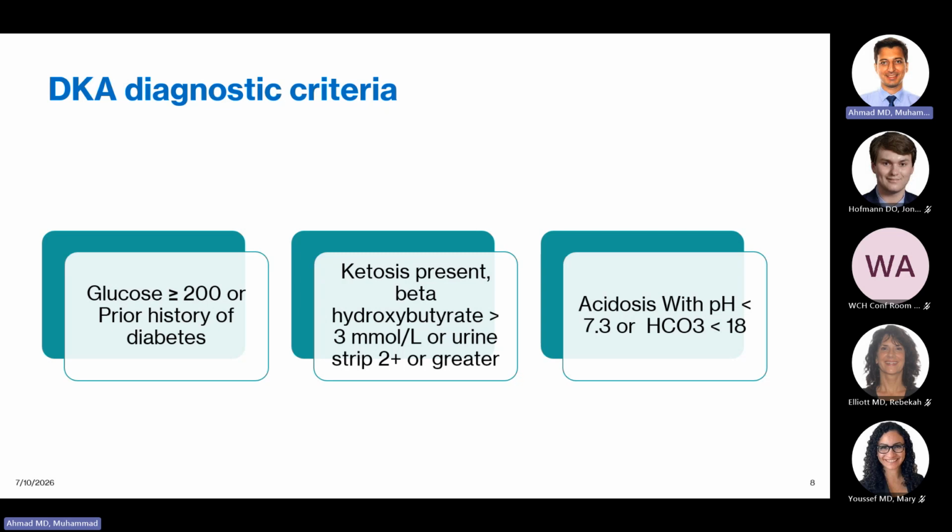Venous pH should be less than 7.3. Bicarb should be less than 18, and the bicarb should be serum, not from the VBGs. This is very important because the bicarb that is checked from the VBGs is not accurate, because it is calculated through an equation. It's not the exact bicarb. Okay, so these are the important things.